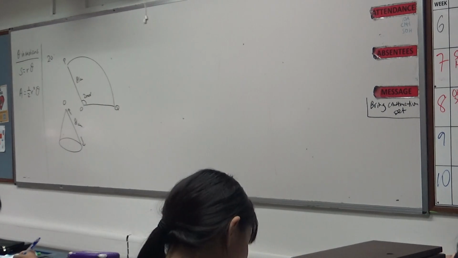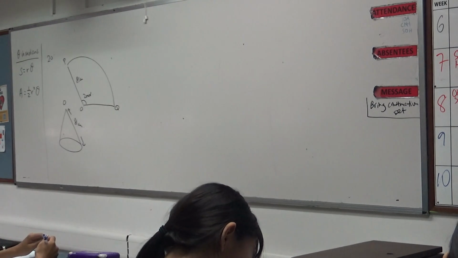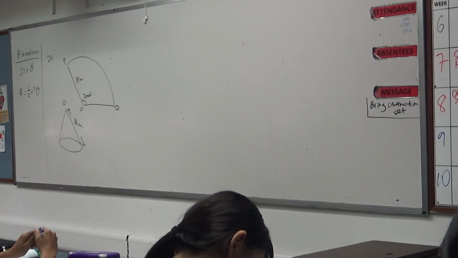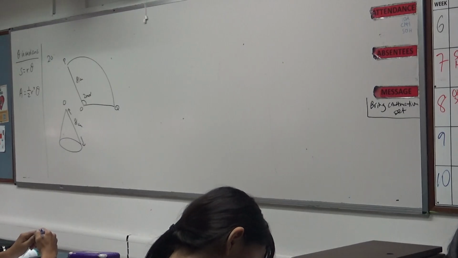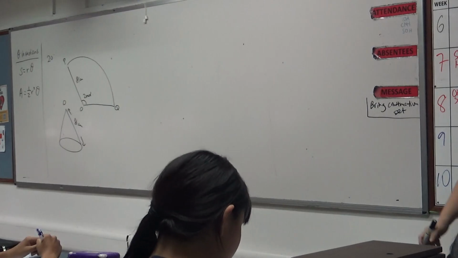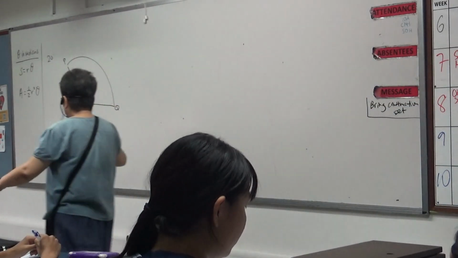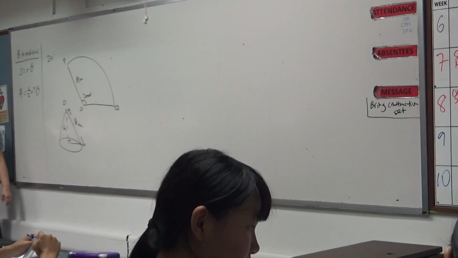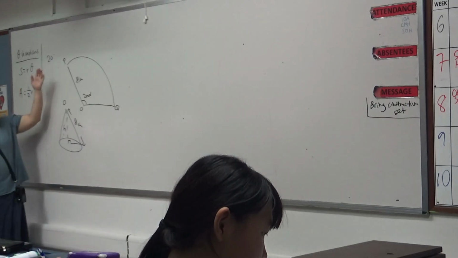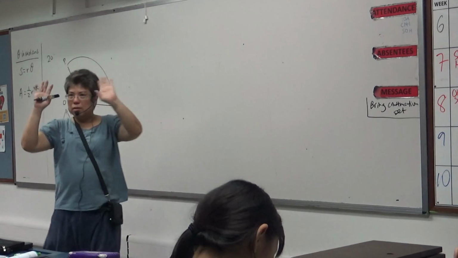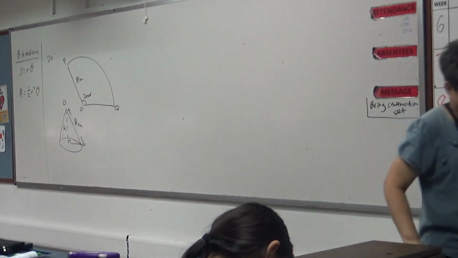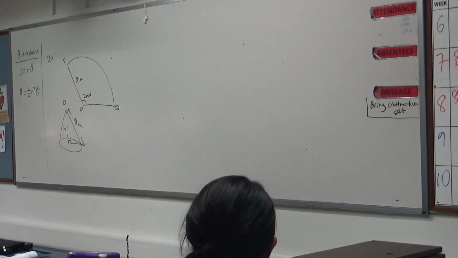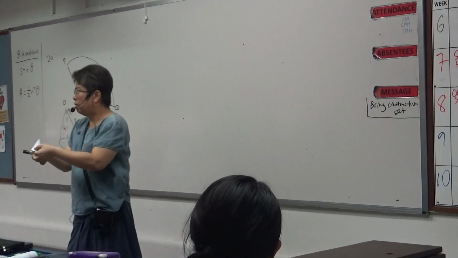Okay, now the question says this. The sector is folded to form a right circular cone so that the arc PQ becomes the circumference of the base. Find the height of the cone means I want to find this height. Everybody clear? Okay, now, first of all, do you agree that when I fold like this whole thing, the area of the sector will become the curved surface area of the cone.